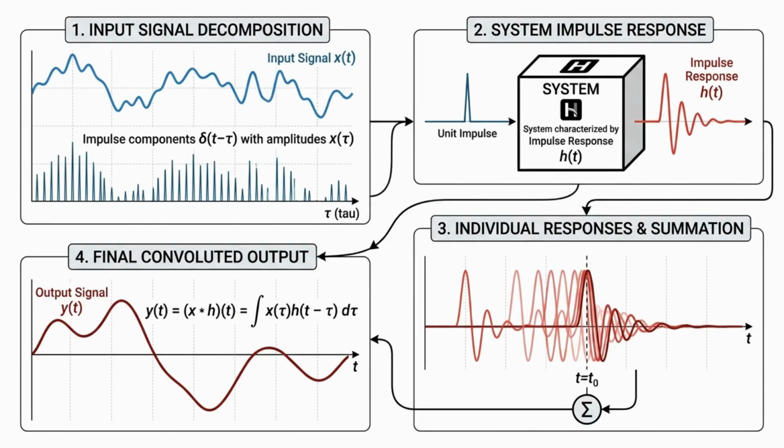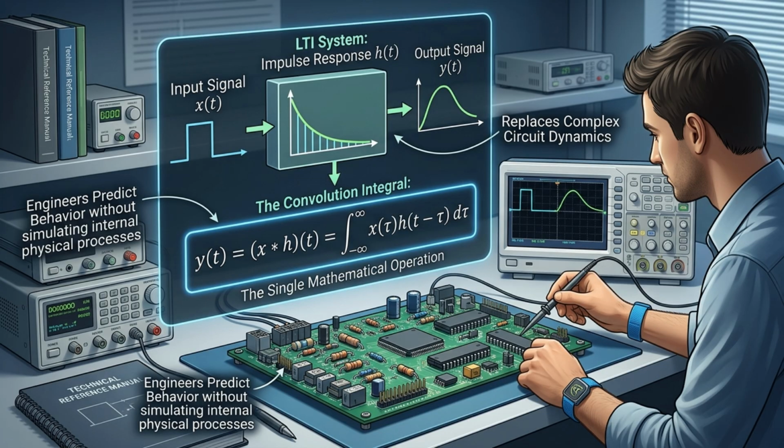The key idea behind convolution is that any input signal can be decomposed into many small, impulse-like components. Each of these components passes through the system independently, and the system responds to each one according to its impulse response. The final output is the sum of all these individual responses. This framework is essential because it allows engineers to predict system behavior without simulating every internal physical process. It replaces complex circuit dynamics with a single mathematical operation that fully describes signal transformation in time.